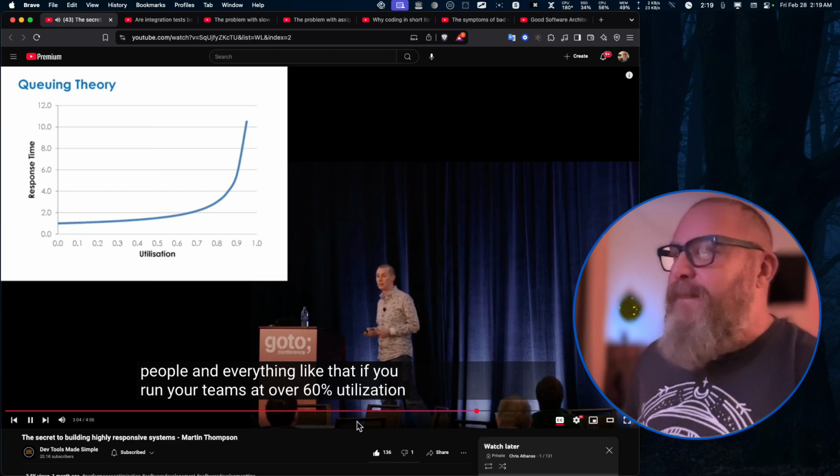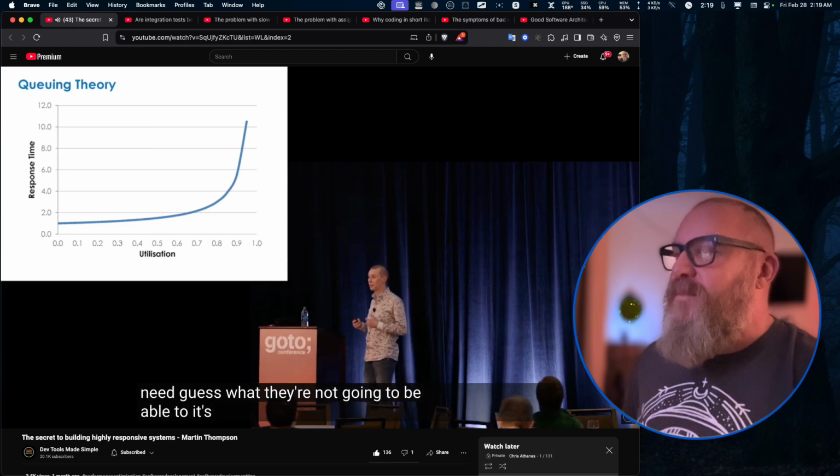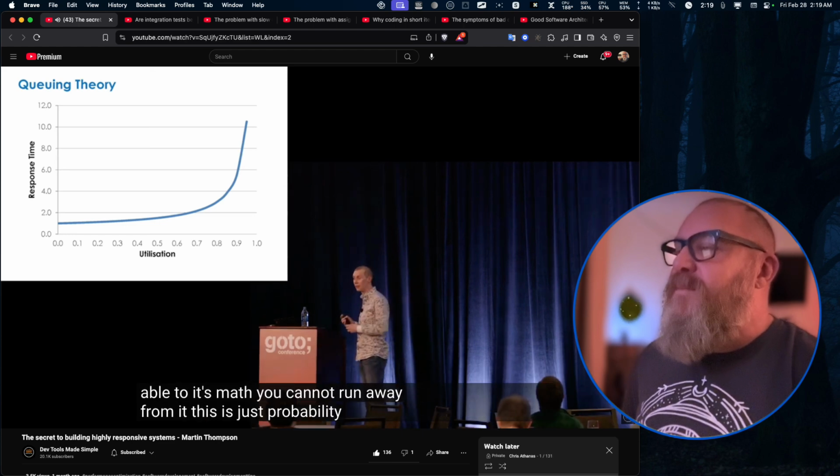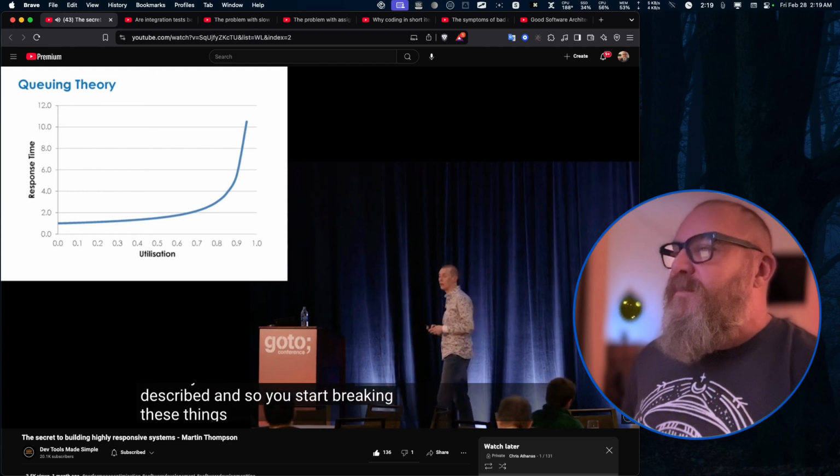Let's keep going. 60% utilization. If you need them to respond quickly to a need, guess what? They're not going to be able to. It's math. You cannot run away from it. This is just probability theory. It's 100-year-old math, and it's well described. So when you start breaking these things down, we can get that.